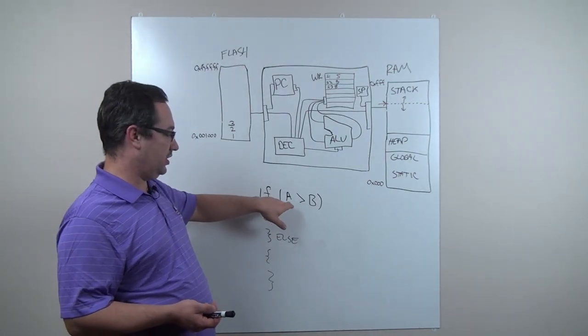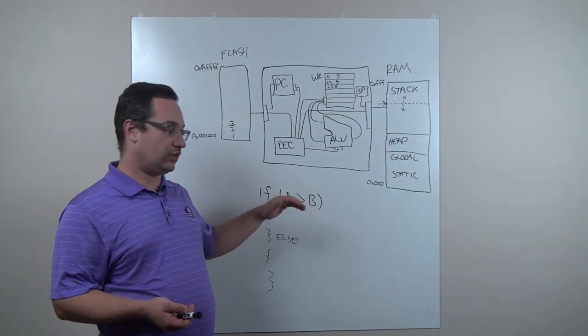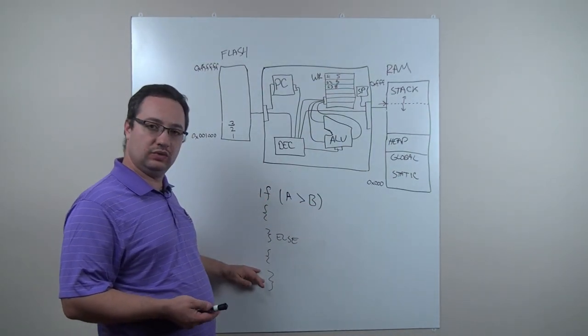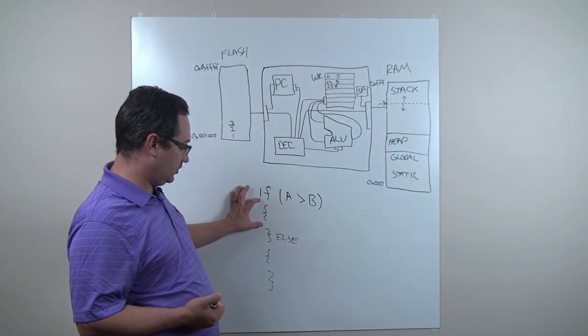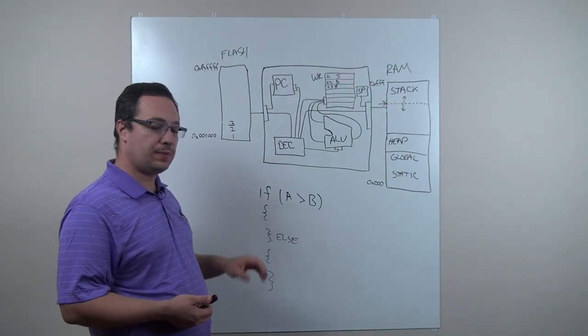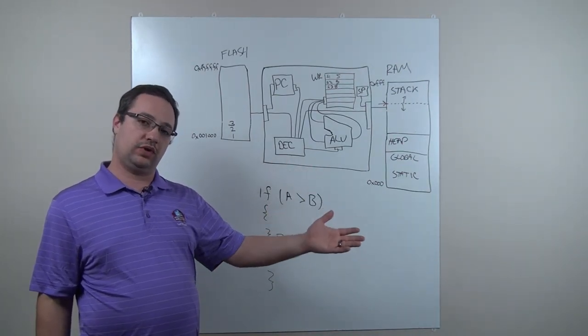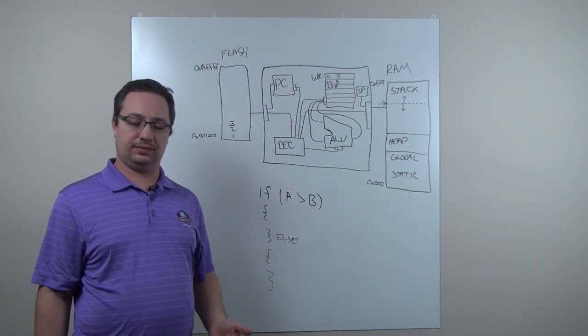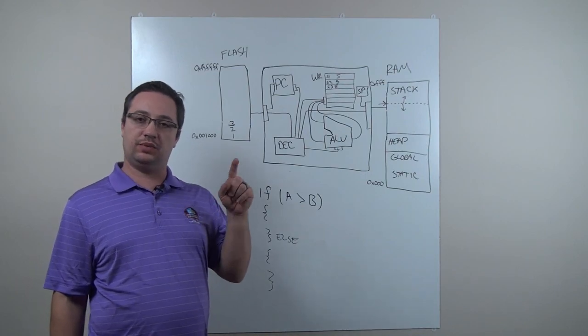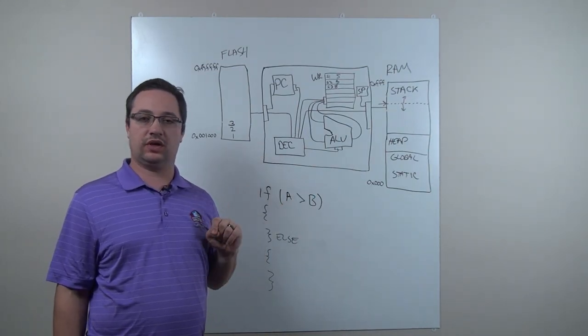But if A is greater than B, a branch will jump you to the location of where just the if portion is. The thing that really makes the difference between a branch and a jump is that a jump occurs to a specific memory location.